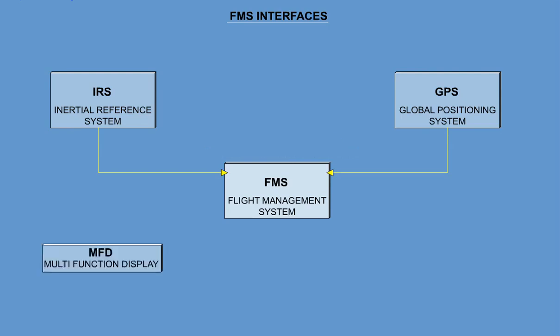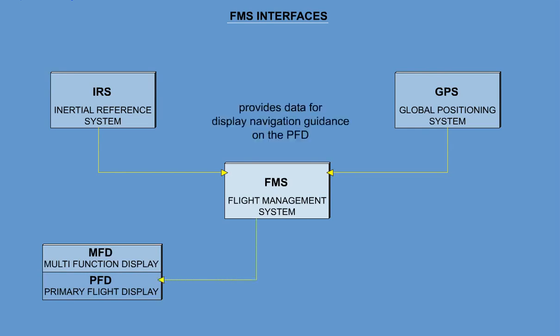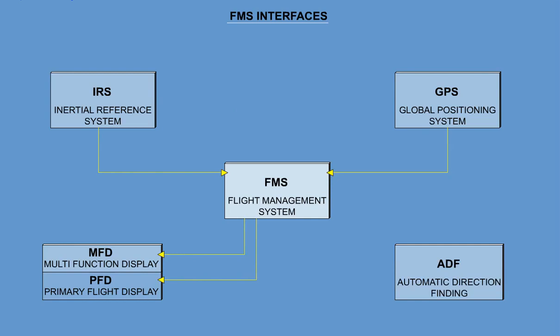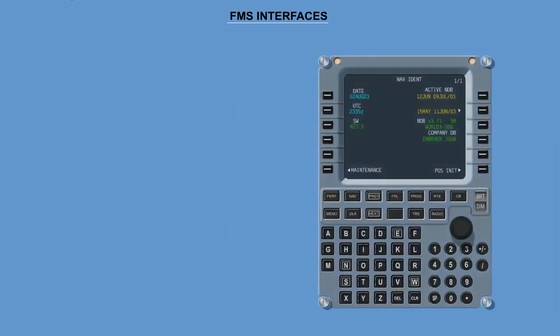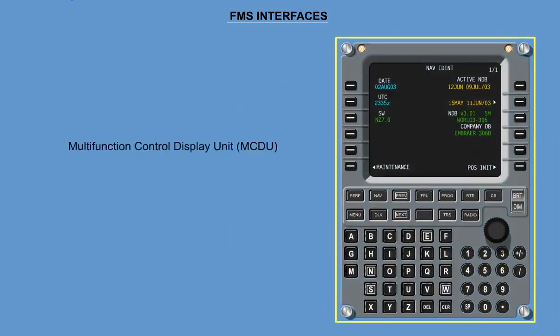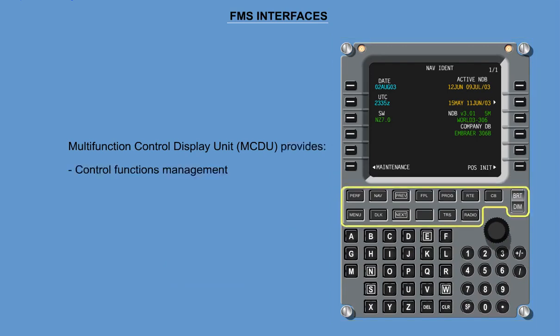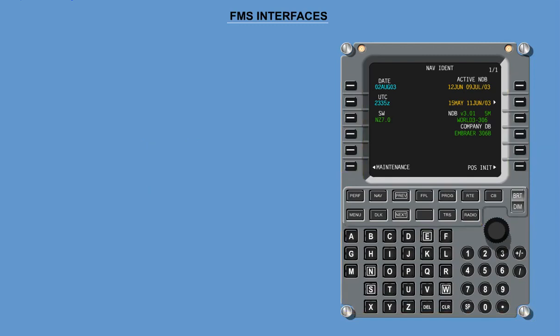MFD and PFD: the FMS provides data for display navigation guidance on the PFD and navigation map data on the MFD. ADF: the FMS uses inputs from the ADF to perform navigation functions. The Multifunction Control Display Unit, MCDU, located on the control pedestal, provides control functions management and operating modes for proper FMS operation. It is the interface between the FMS and the flight crew.